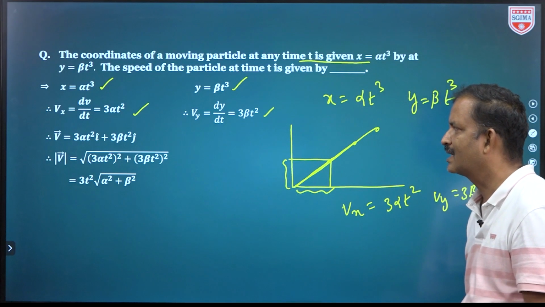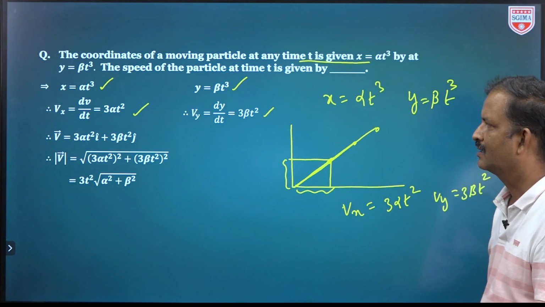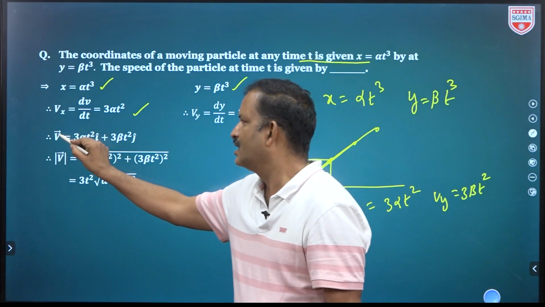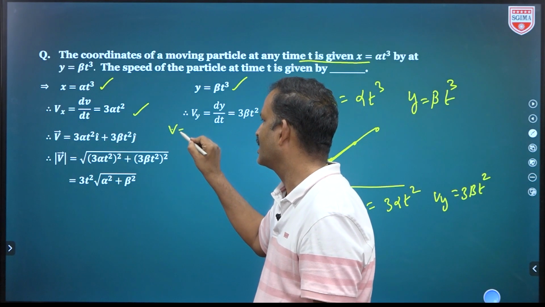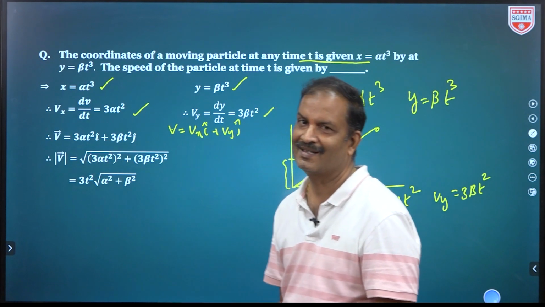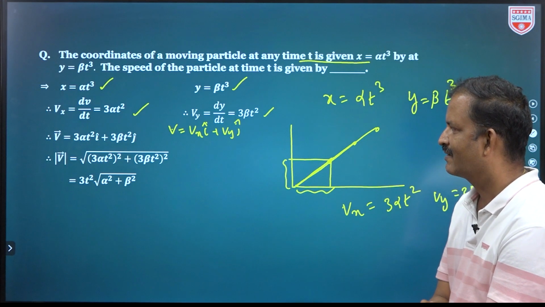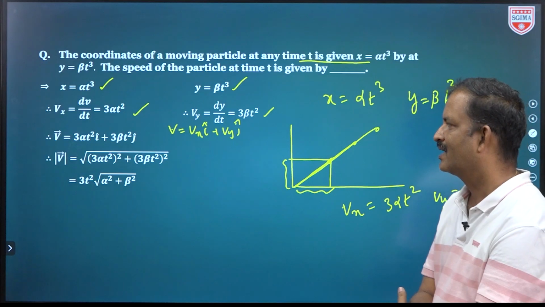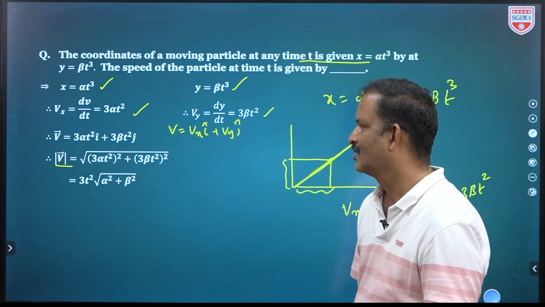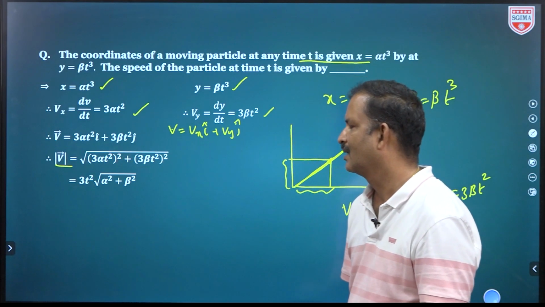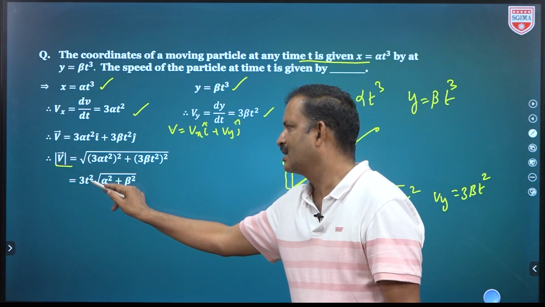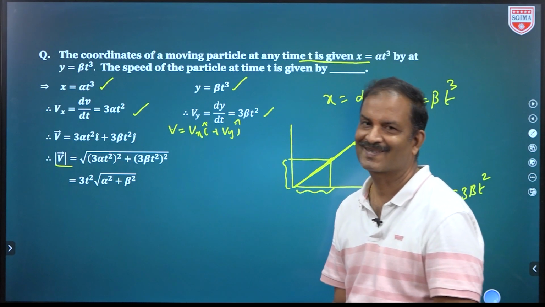Once you know Vx and Vy, in vectors, horizontal component and vertical component, velocity is nothing but Vx i cap plus Vy j cap. Vx i cap is 3 alpha t square i cap, Vy j cap is 3 beta t square j cap. What is the magnitude? Because magnitude is the speed. So, you have to find the magnitude, that is 3t square times the square root of alpha square plus beta square.